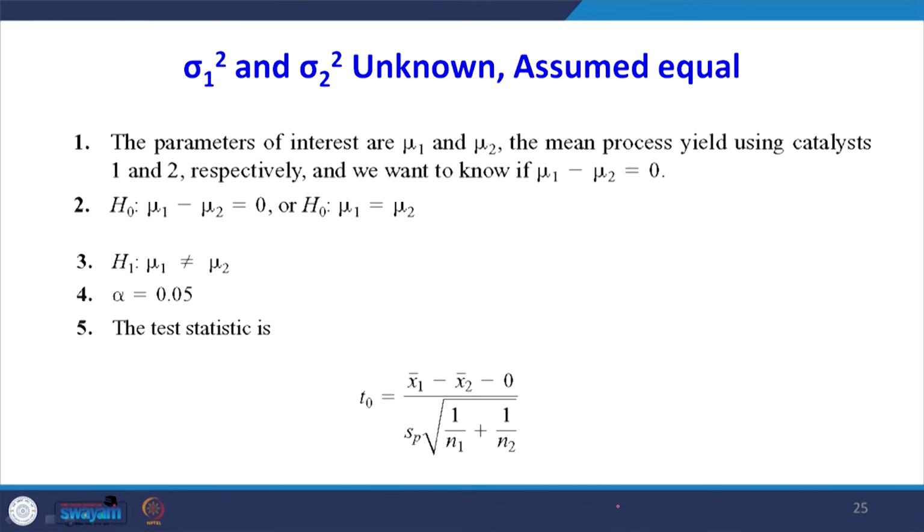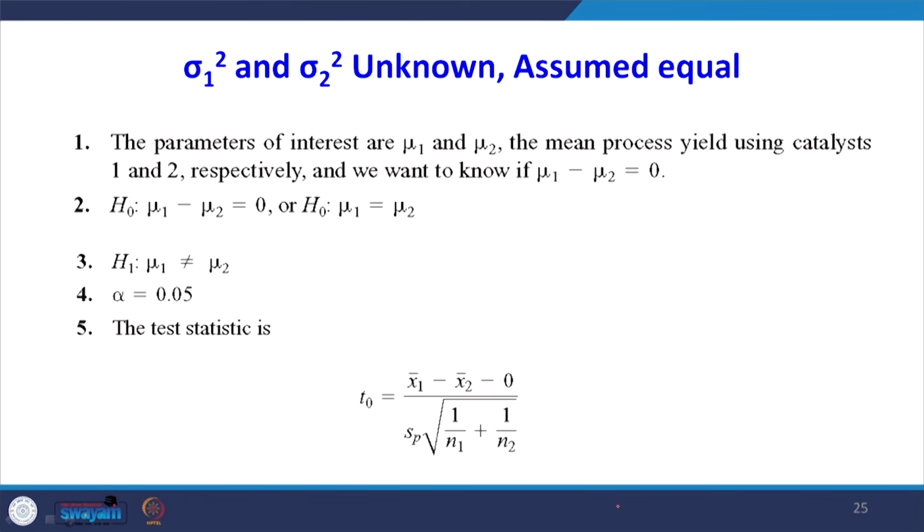As usual, step 1 is to see which parameter of the population we are studying, whether mean or variance. Now, it is a mean. So, the parameters of interest are mu1 and mu2, the mean process yield using catalyst 1 and 2 respectively, and we want to know if mu1 minus mu2 equals 0. So, H naught is mu1 minus mu2 equal to 0. H1 is mu1 not equal to mu2, alpha 0.05.